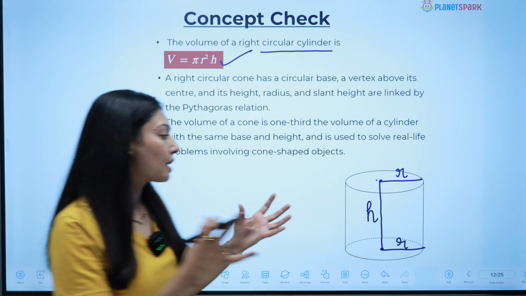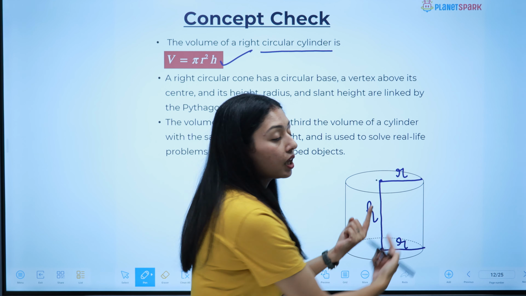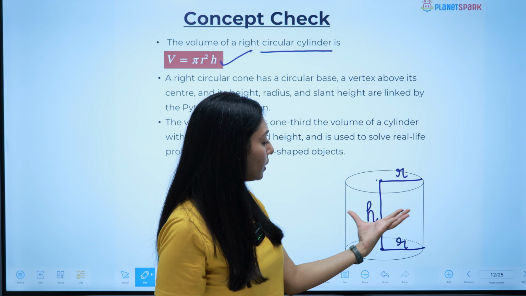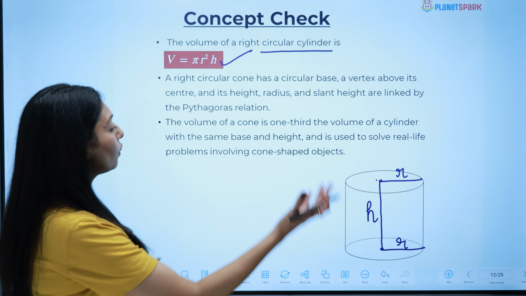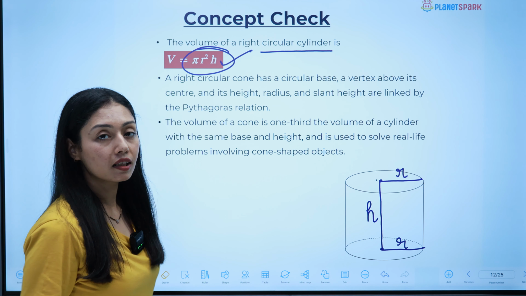So volume we can say as the capacity also, that is in this shape total capacity क्या है, what all we can hold inside there, right? That is what volume is. So for right circular cylinder, that is given by pi r square h.